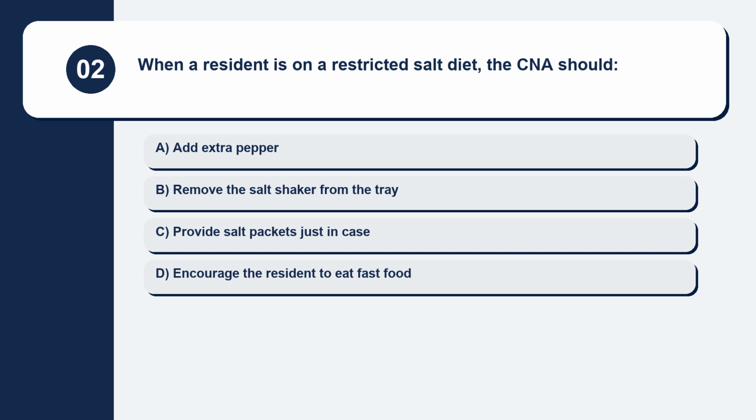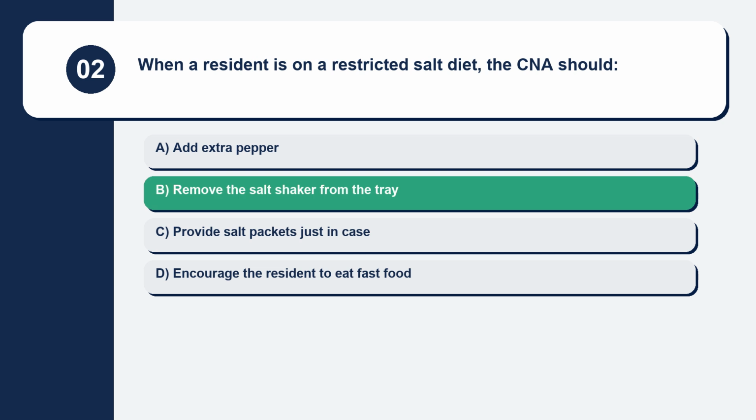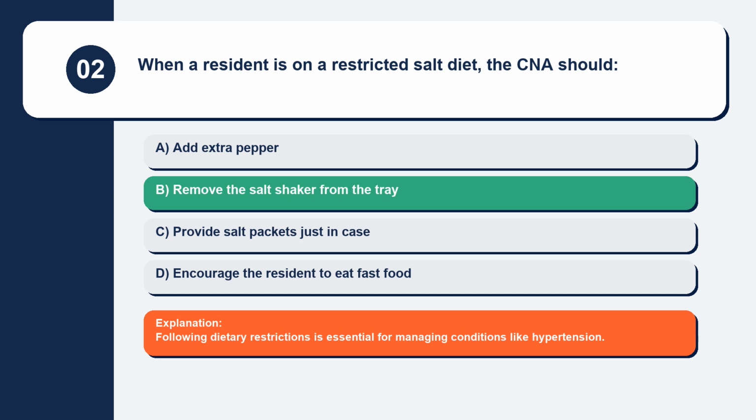Question 2. When a resident is on a restricted salt diet, the CNA should add extra pepper. Remove the salt shaker from the tray. Provide salt packets just in case. Encourage the resident to eat fast food. Following dietary restrictions is essential for managing conditions like hypertension.